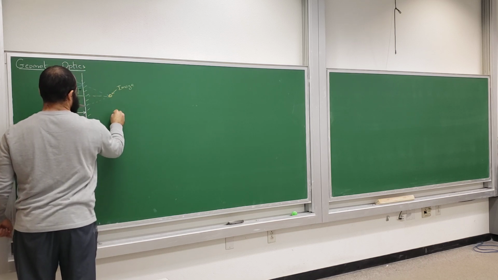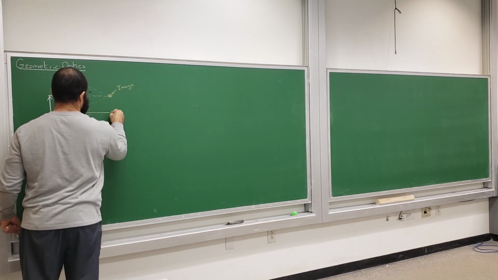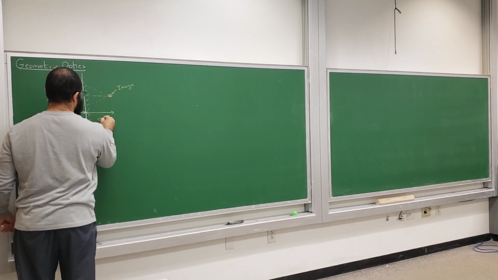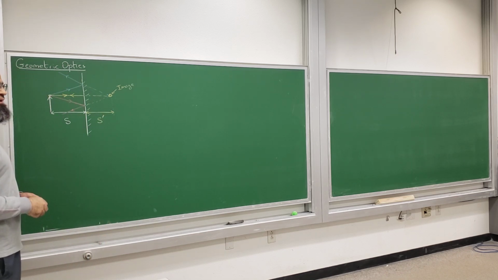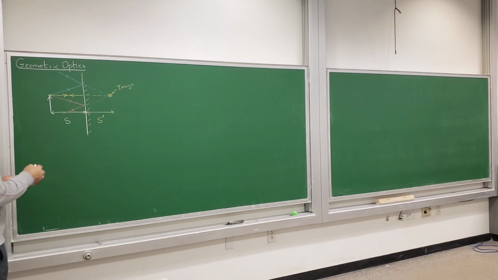The distance this way for the image, we call it S prime. Okay, S prime. So we need the sign convention. S prime, the image distance.